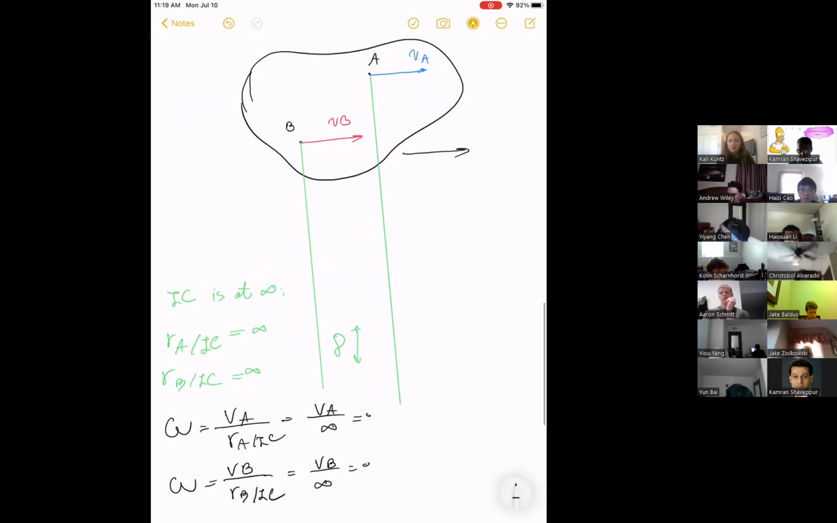And if it's translation, VA should be VB, right? So even for an object with translation, you can use IC. Theoretically, it gives you infinite radius and 0 omega. And these are perpendicular, obviously. So you see the concept of IC is something you can use easily to solve problems. Any question?